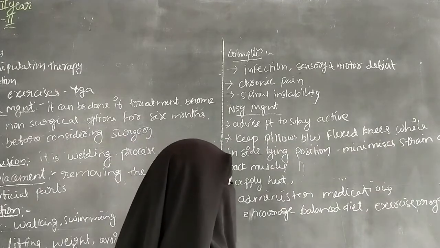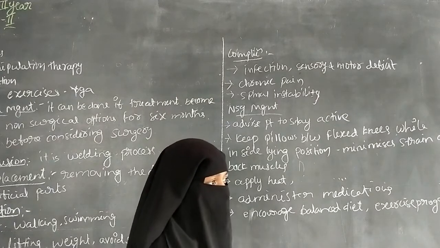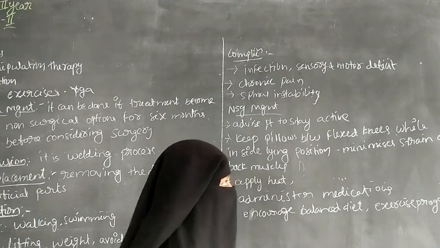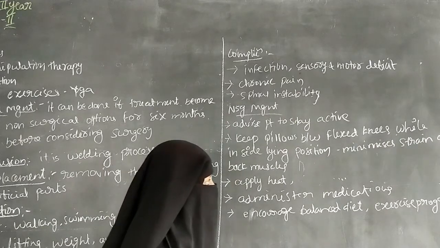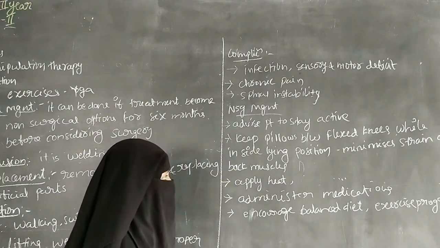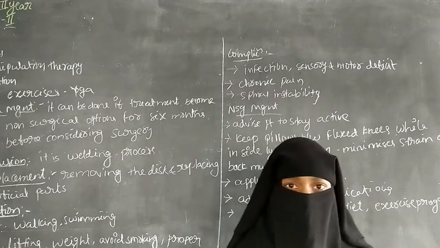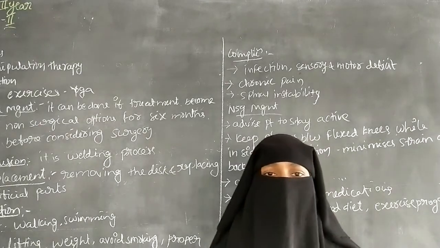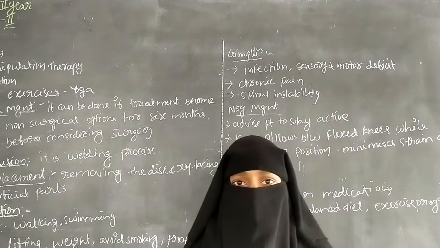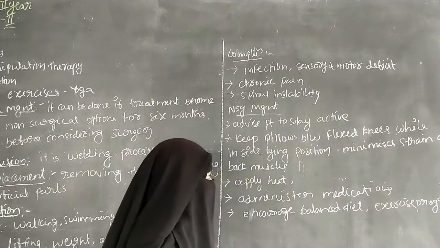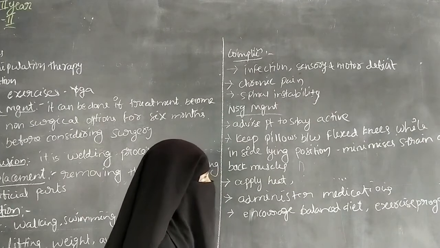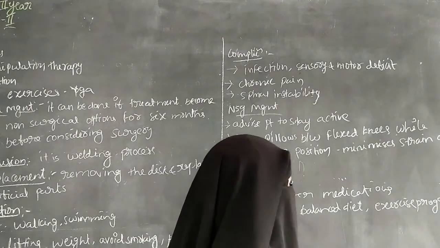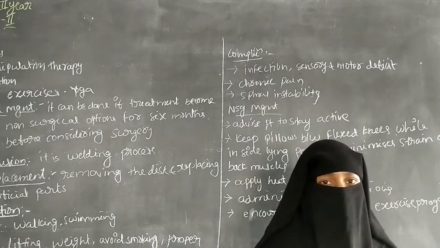And next, keep pillows between flexed knees. While flexing the knees, the pillow can be placed under the knees, and in a side lying position it minimizes the strain on the back muscles. Because of these pillows, we can reduce the pressure over the muscles of the spine. So keep pillows between the flexed knees in a side lying position to minimize the strain on the muscles.